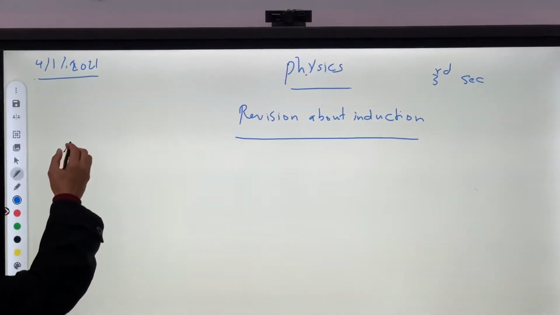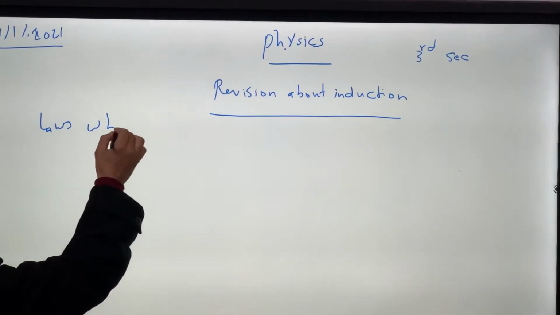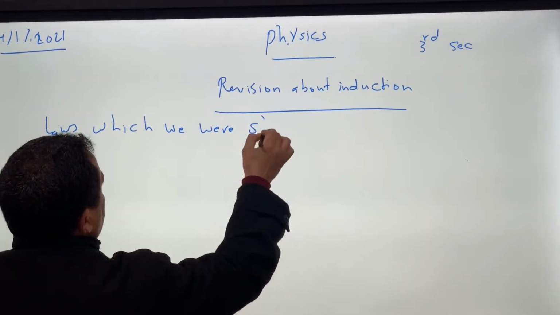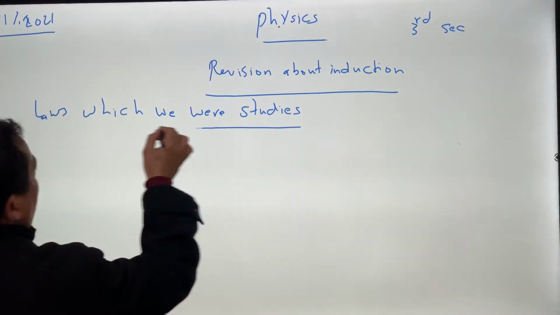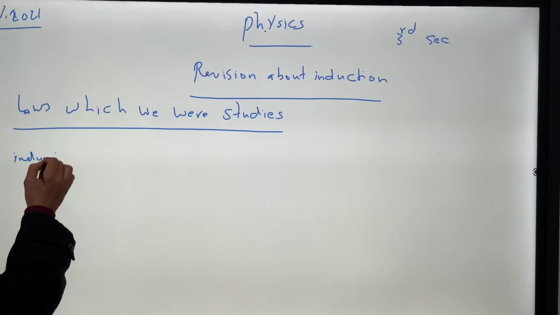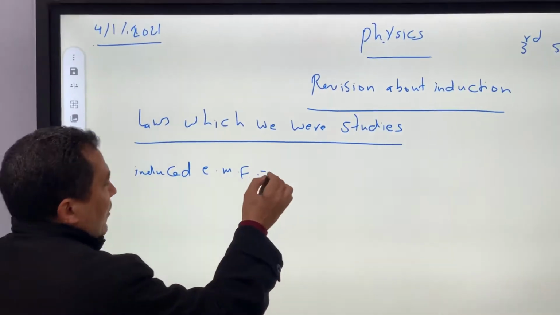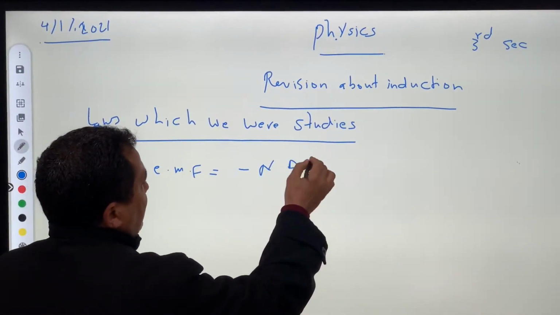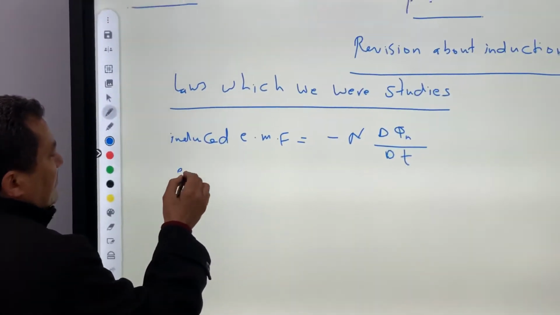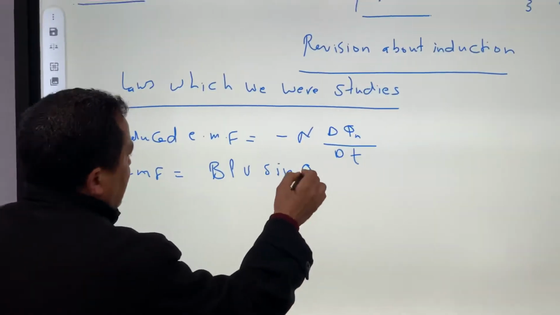The laws which we studied up till now: induced electromotive force EMF equal minus N delta phi M over delta T. For wire, EMF equal B L V sin theta.